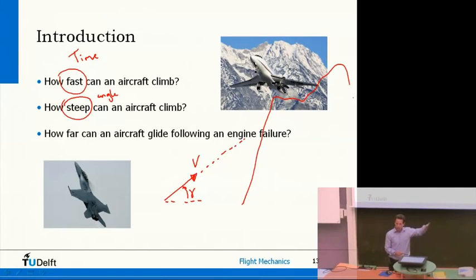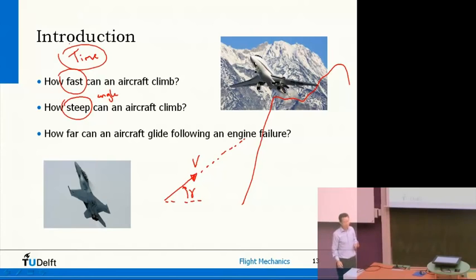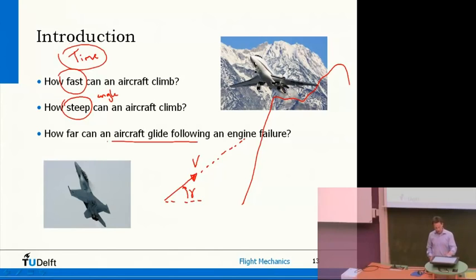So steep is about an angle, and time, or how fast, is something different because that's more relevant. For example, if you take a civil aircraft, you want to get to 10 kilometers altitude as fast as you can, simply because you can fly very efficiently there. Or maybe you're in a fighter jet, you want to get to 10 kilometers altitude in the minimum amount of time because that's where the fight is going on. So those are different things. Now similarly, gliding following an engine failure, that's also about the angle usually, because if you go down, then this basically tells you if you'll be able to reach the runway or not, if you don't have power left.